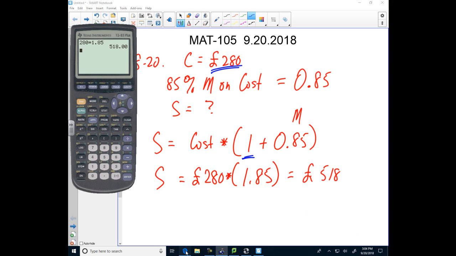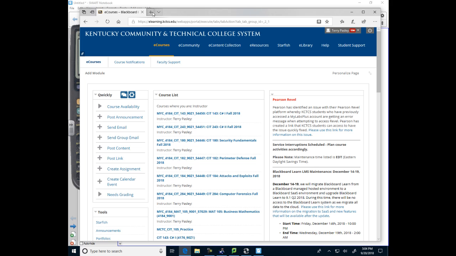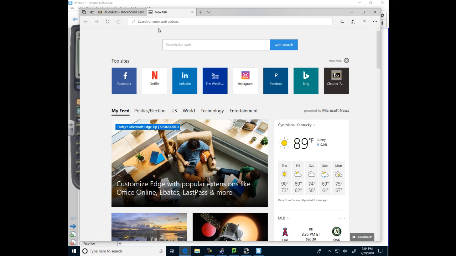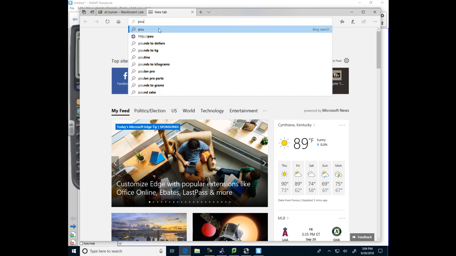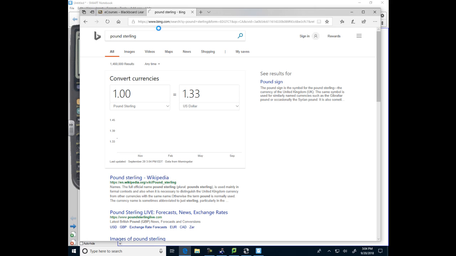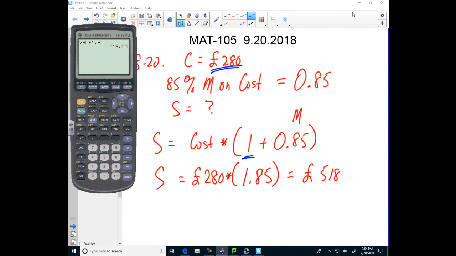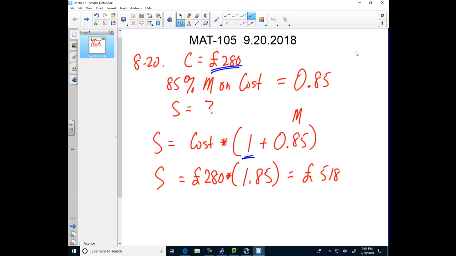And while I'm thinking about it, let's do this. Okay, today a pound sterling is worth $1.33. So, this is a real thing. At various times in my life, they've been worth almost $2. So, all right, is everybody okay with that?